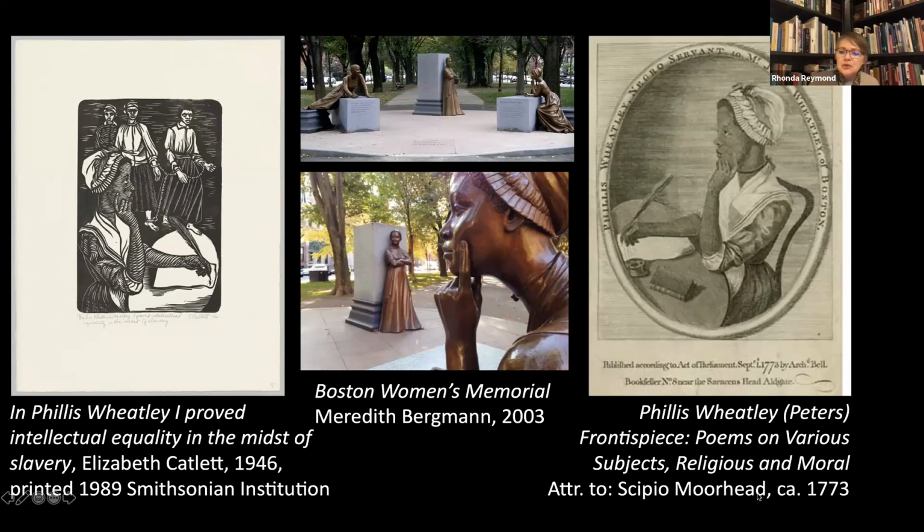And so we see here Scipio Moorhead. He did a painting that this engraving came from for the frontispiece of Phyllis Wheatley Peters' poems. We could see Elizabeth Catlett, mid-20th century, borrows it, and it's recently been made into a memorial in Boston. So I just don't want people to think that Black art starts in the 20th century.